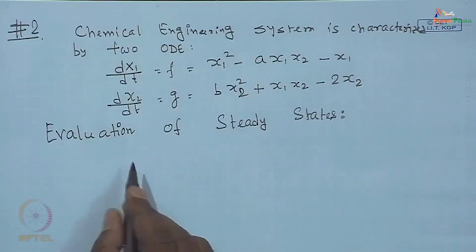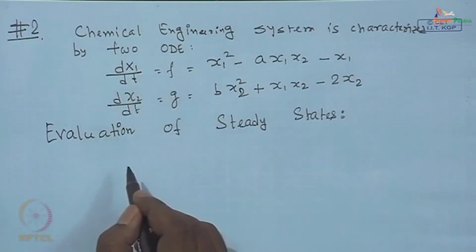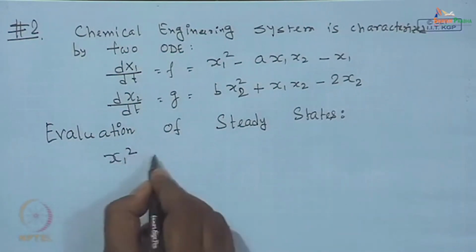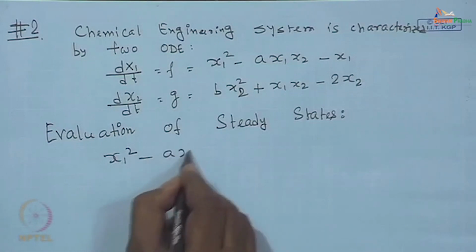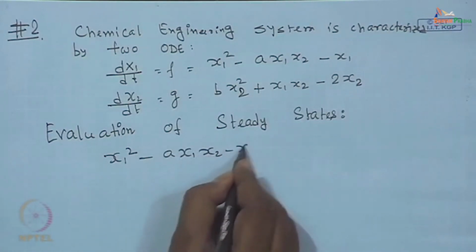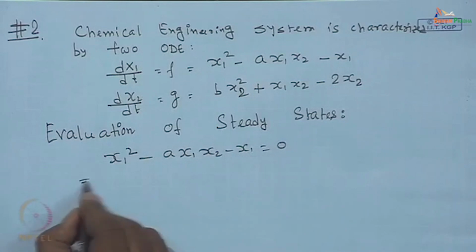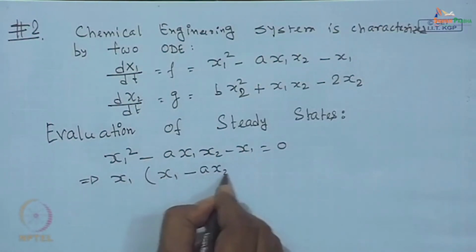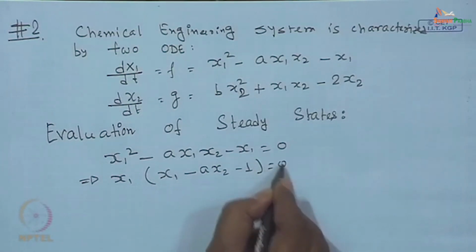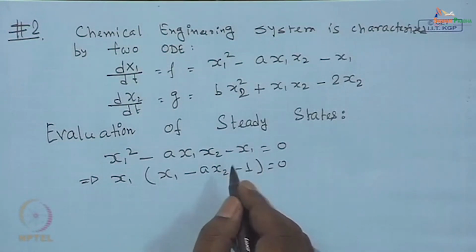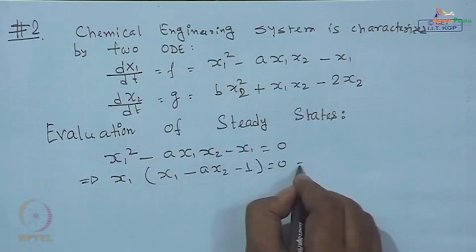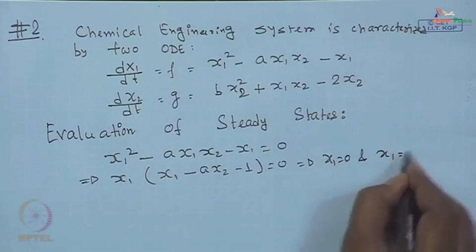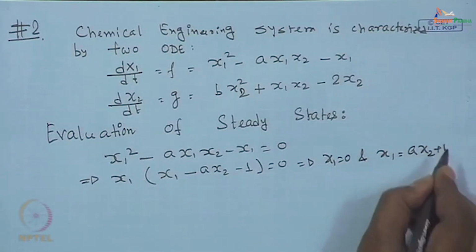Steady state. So, we put dx1/dt equal to 0 and dx2/dt equal to 0. From the first equation, we get x1 squared minus a x1 x2 minus x1 equal to 0. Take x1 common: x1 times (x1 minus a x2 minus 1) is equal to 0. That is equation number 1. So, we get either x1 equal to 0 or x1 equal to a x2 plus 1.